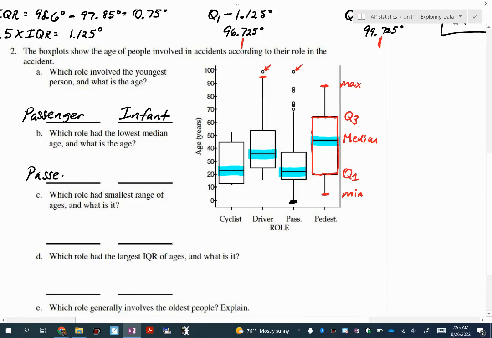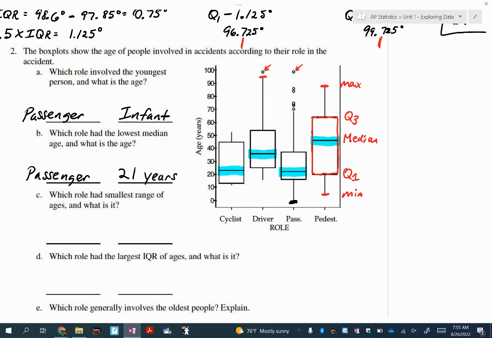It's very close, but passenger is just shy of cyclist, and I'm going to say that that's 21 years old. Again, if you put 20 or 22, that's fine. I'm not that worried about it.